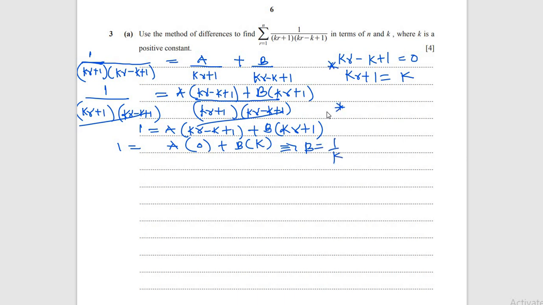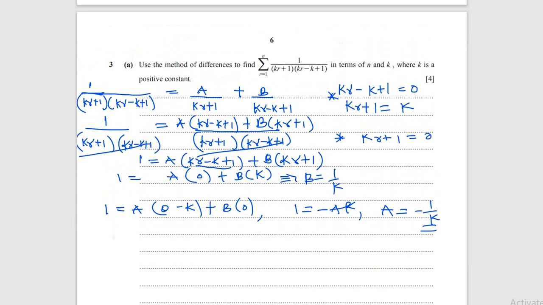Also, equate the other one to 0, kr plus 1. If kr plus 1 is 0, then 1 will equal to a times kr minus k plus 1. So we have 0 minus k here, plus kr plus 1 is 0. At the end of the day, we have 1 equal to minus ak. So here, a is minus 1 over k. So after resolving this into partial fractions, we have a and b.